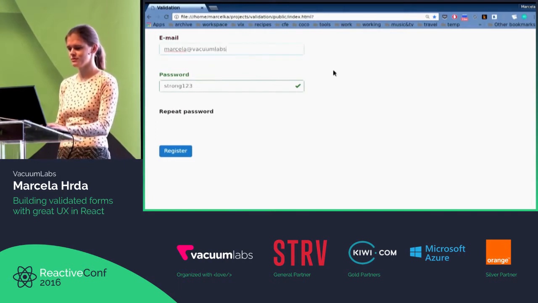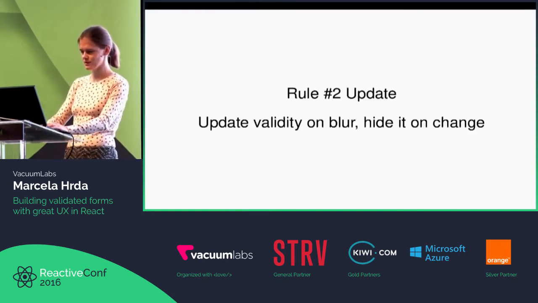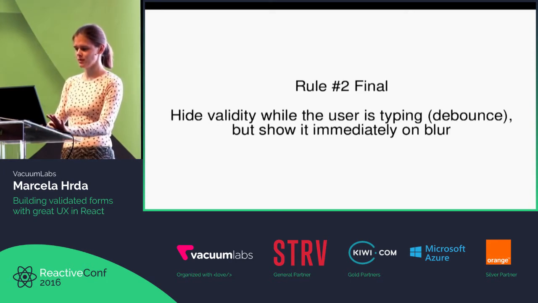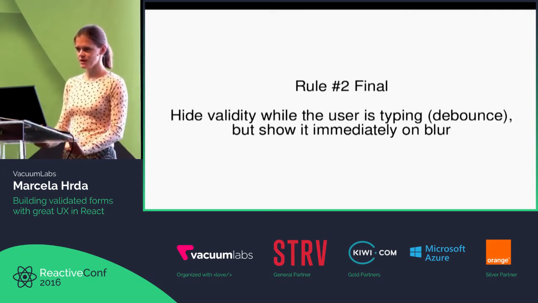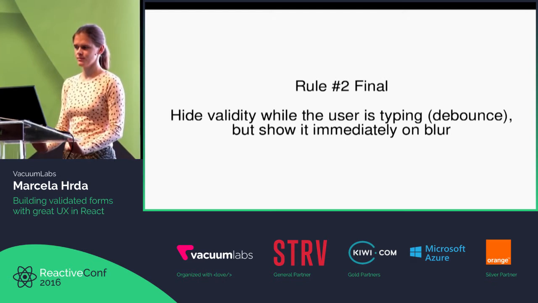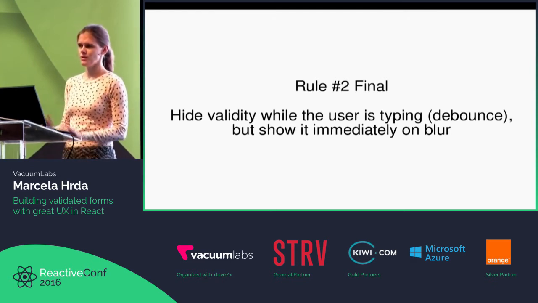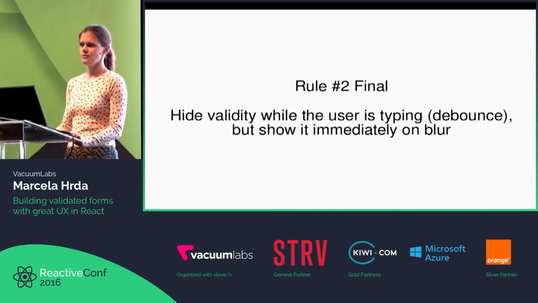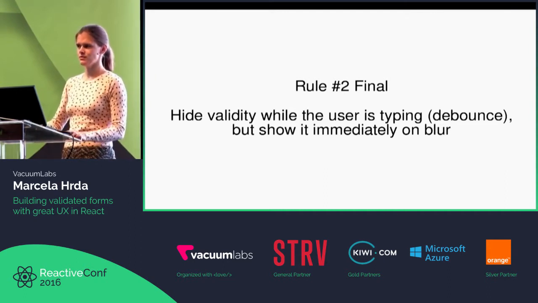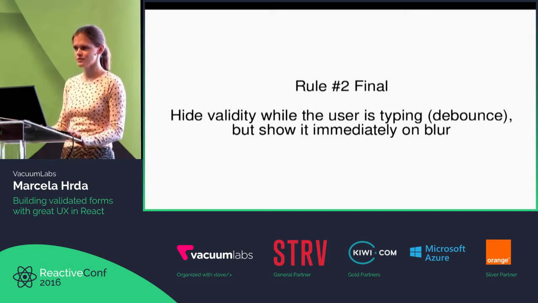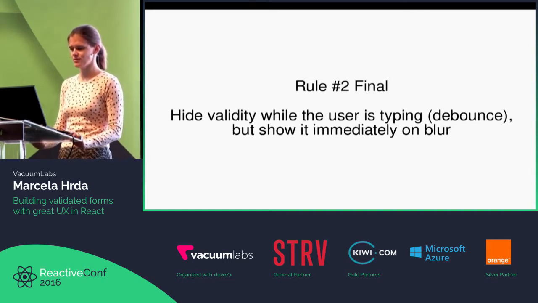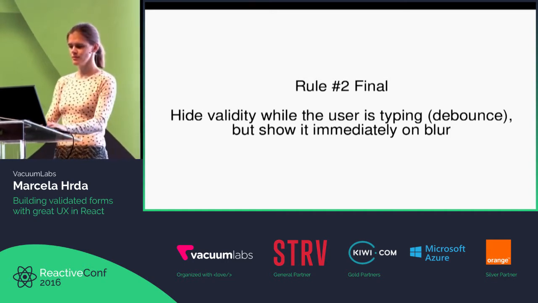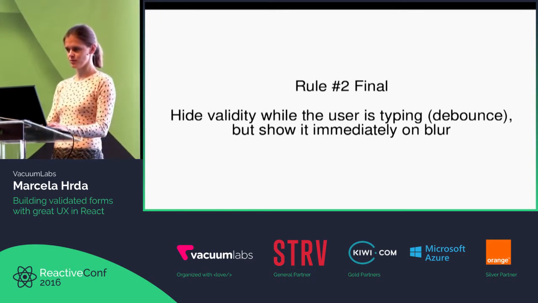So we need to change this rule once again. And what is the best thing we can do? We can detect whether the user is typing or not, and if he or she is typing, then we hide the validation message. If he is not typing, that means if enough time passed after the last keystroke, we show the error message. And also we need to remember that we need to show the error message immediately on blur. So this is the final form of rule 2.